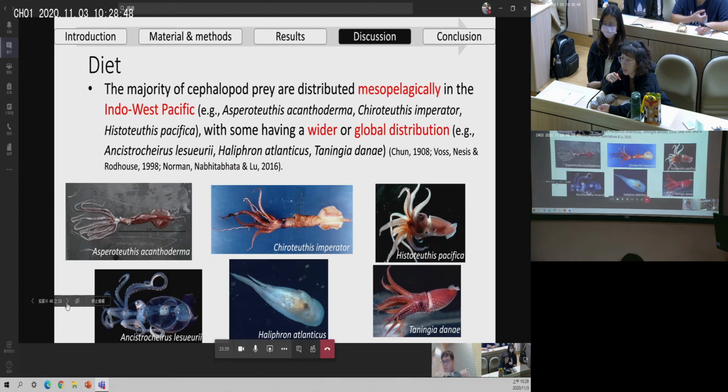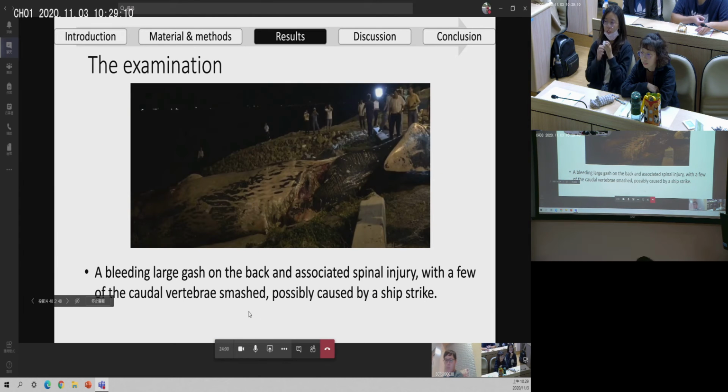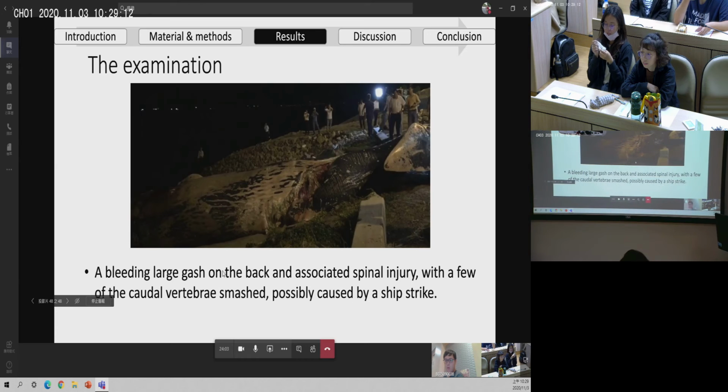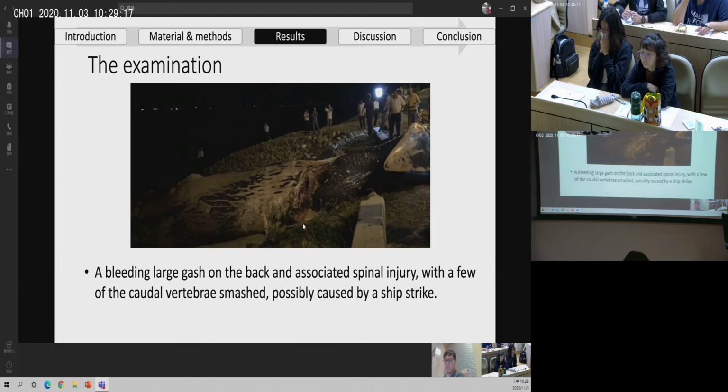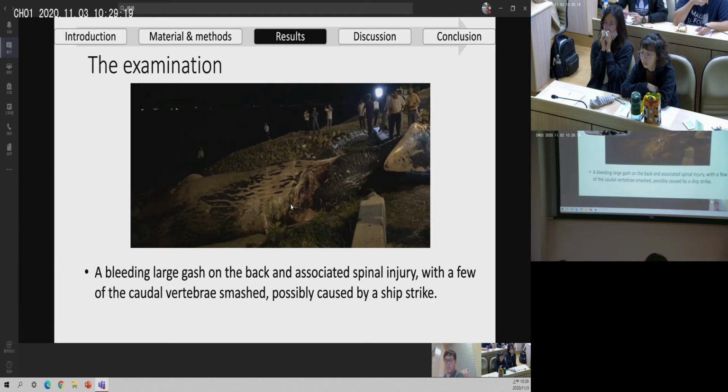Oh, okay. And in the picture, which is the news picture, there is a large gash on the back. So they have the external injury. So we can say possibly caused by a ship.